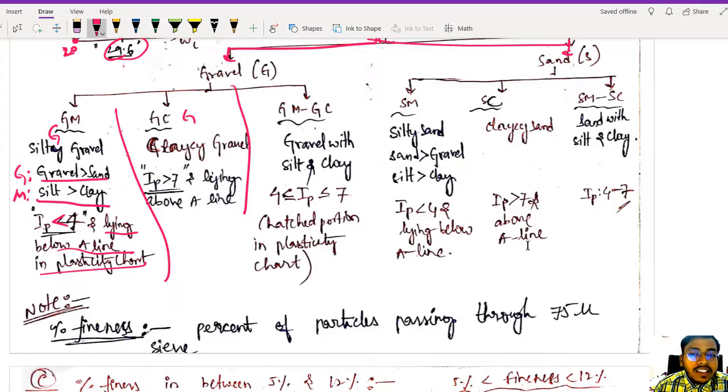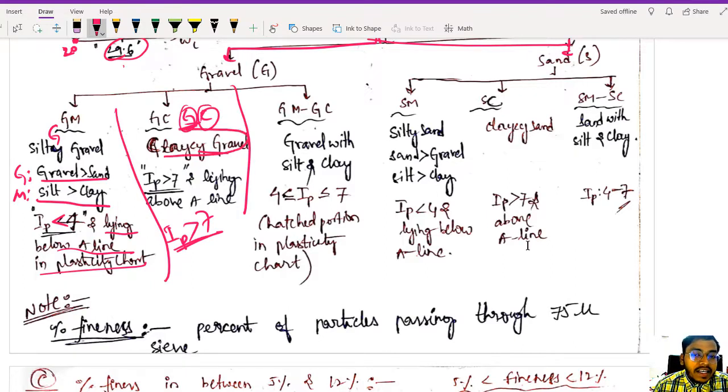Similarly, what will be GC? First of all, if gravel is more than sand, we will be writing G, and if your clay is more than silt, we will be writing C. How to get it? If your IP value is greater than 7, remember this, IP value should be greater than 7 and lying above the A line, we will be classifying it as clay.